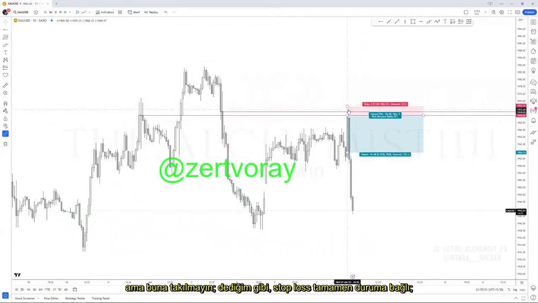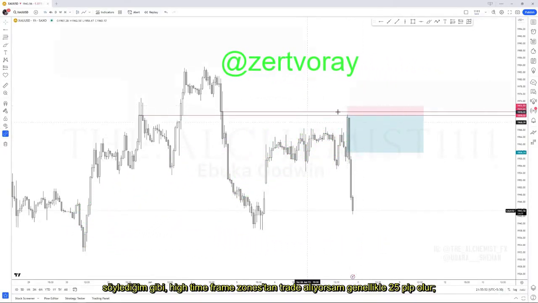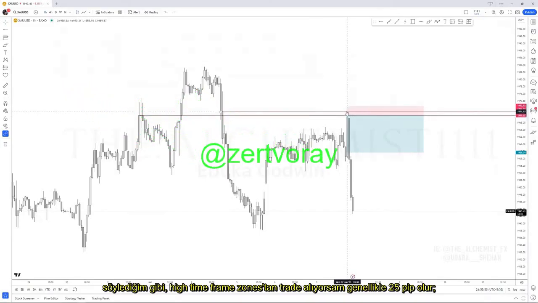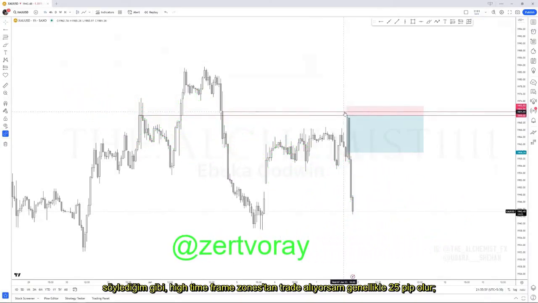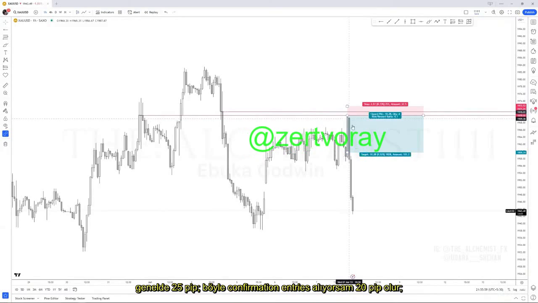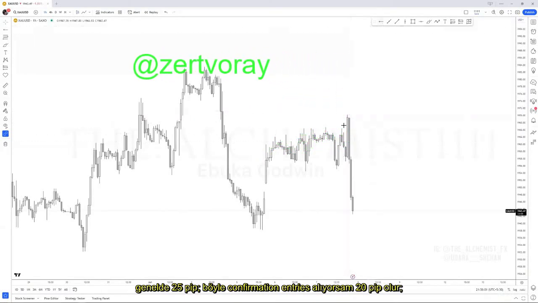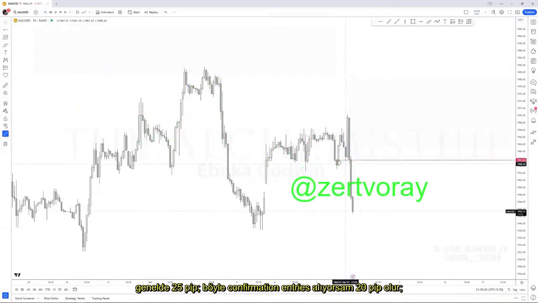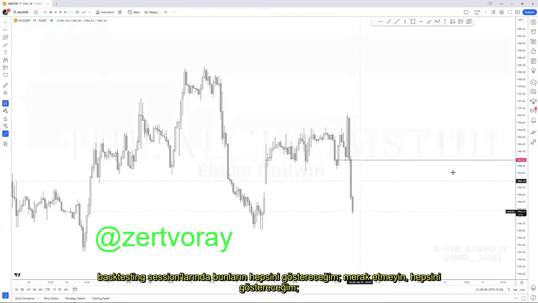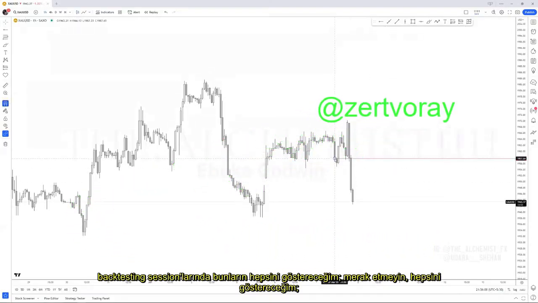But yeah, my stop loss completely depends. Like I told you, if I'm trading from the higher time frame zones itself, it'll mainly be 25 pips. If I'm getting confirmation entries like this, it will be only 20 pips. I'll show all of this stuff when we are doing the backtesting sessions. Don't worry, I'll show you everything.